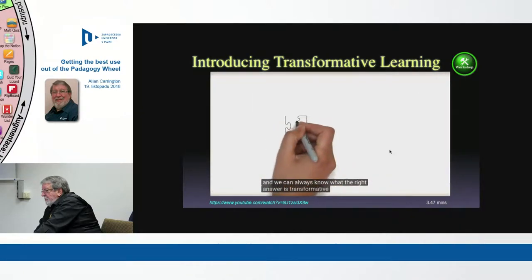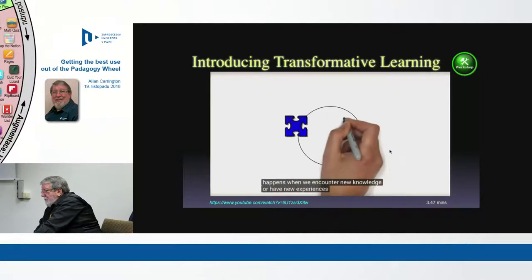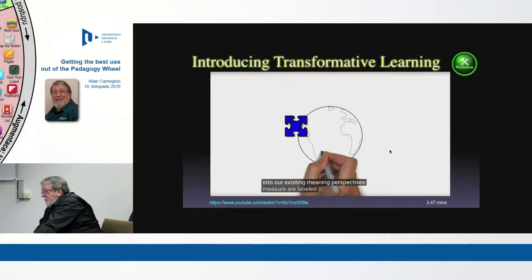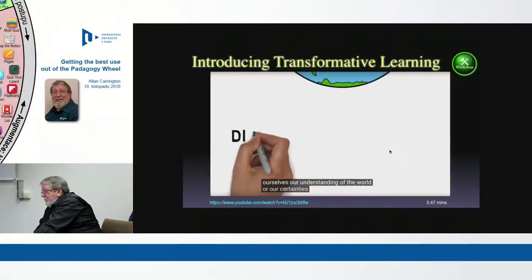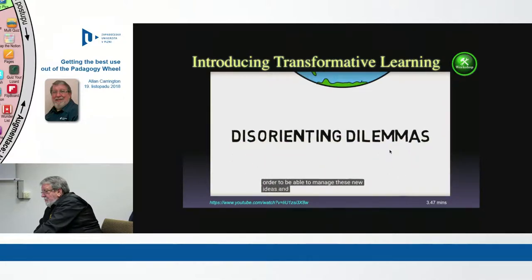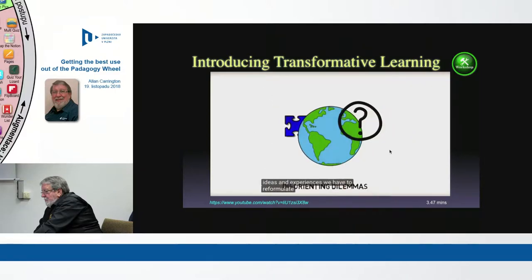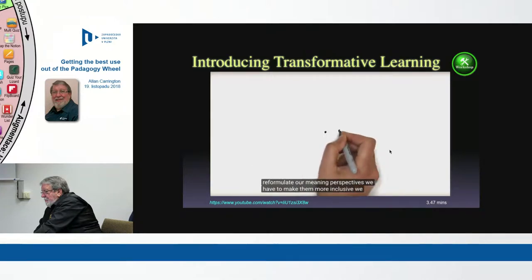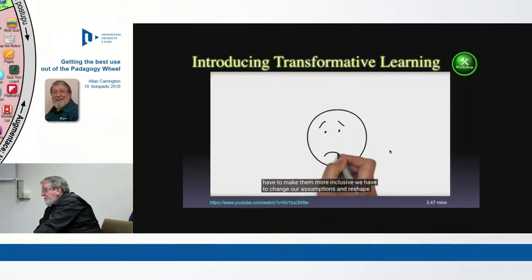is. Transformative learning happens when we encounter new knowledge or have new experiences that won't fit into our existing meaning perspectives. Mezirow labelled these disorienting dilemmas. They can shake our sense of ourselves, our understanding of the world, or our certainties about knowledge. In order to be able to manage these new ideas and experiences, we have to reformulate our meaning perspectives. We have to make them more inclusive. We have to change our assumptions and reshape those underlying beliefs.